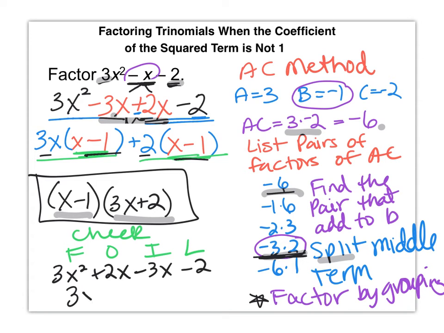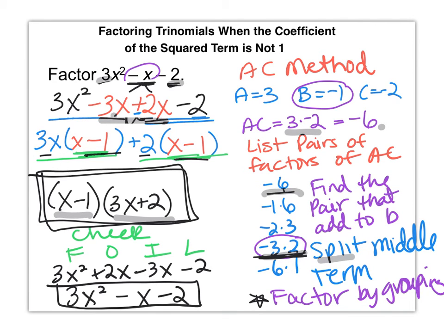When you combine the middle terms, you get the trinomial. This is our check step. This is our answer. Notice that this final step after the FOIL process is the same as what we started off with.